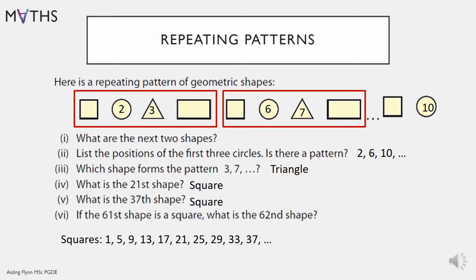Now, if the 61st shape is a square, what is the 67th shape? So what always comes after the square? And that is, of course, the circle. So that's a repeating pattern, and you would use the number of shapes in the pattern, the number 4 in this case, to help you answer the questions. Okay, so they all come in a series of 4, and there's 4 spaces between a shape and when that same shape occurs again.